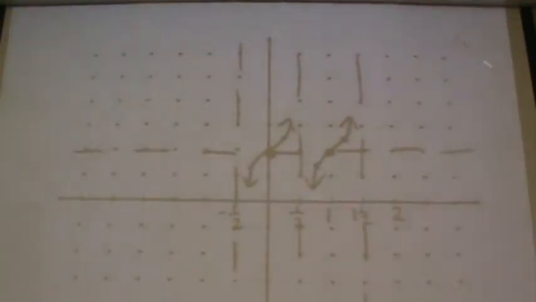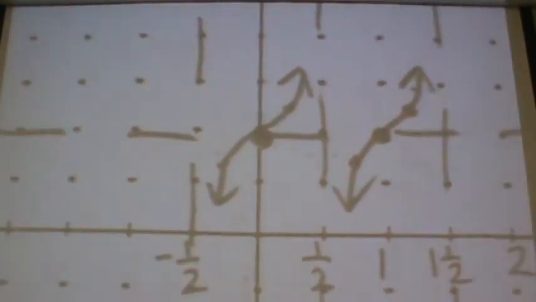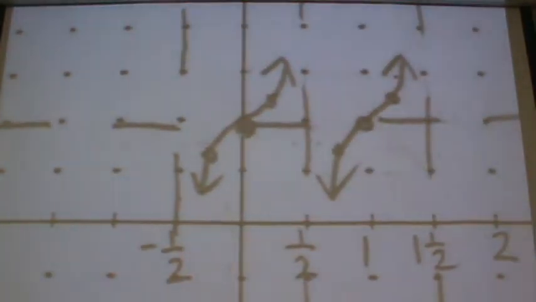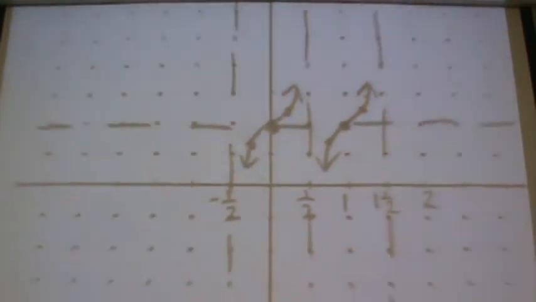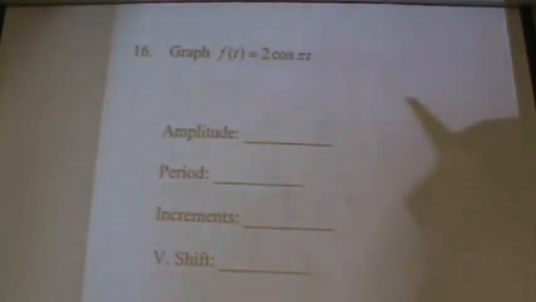So does everyone understand that? I know it's hard to see with these dots. Start to see dots. Questions, anyone? Okay, let's see how good you are at 16.